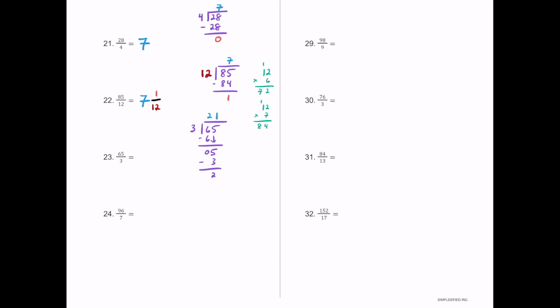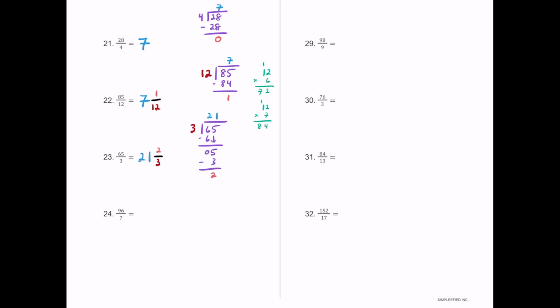All right, let's actually go ahead and write it in this color so it matches everything else we've been doing. So we have this 2/3. So this would be 21 entire things with 2 out of 3 left over. Okay, that would be the mixed number version.